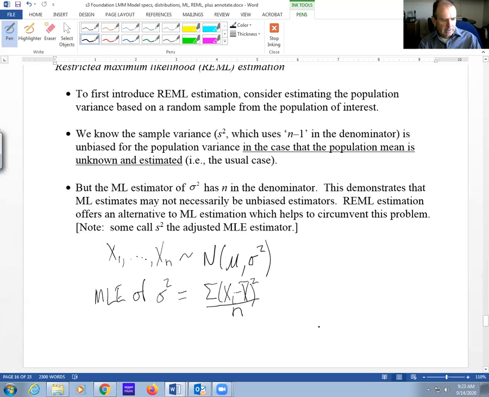So we know that if we take the sum and divide by n minus 1, that's our s squared, right? And we know that the expected value of s squared is equal to sigma squared. That's the one that we use. That's the sample variance, right?